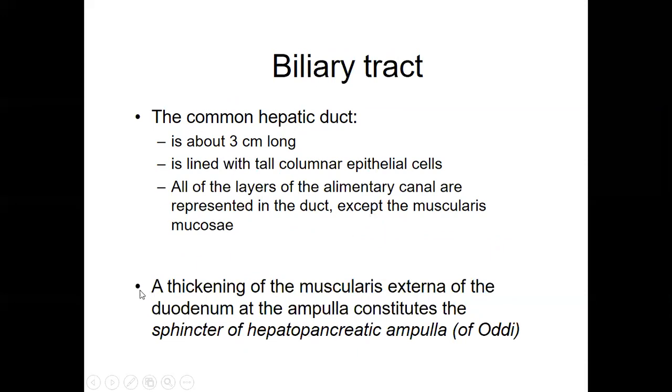The thickening of the muscularis externa of the duodenum and the ampulla constitute the sphincter of the hepatopancreatic ampulla of Oddi. We have the sphincter of Oddi here. This sphincter of Oddi is actually due to the thickening of the muscularis externa of the duodenum and the ampulla.